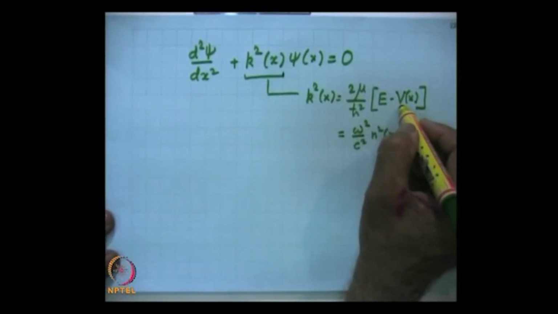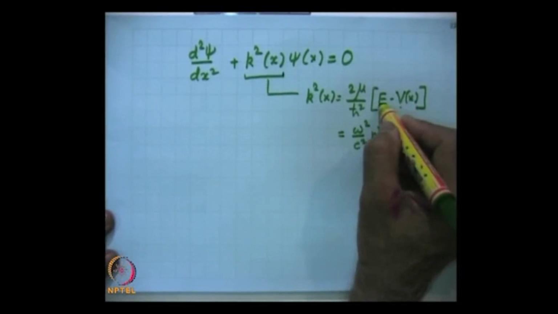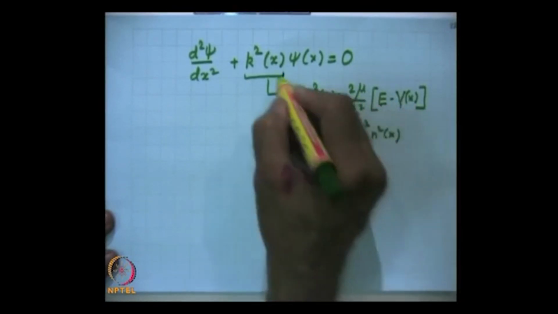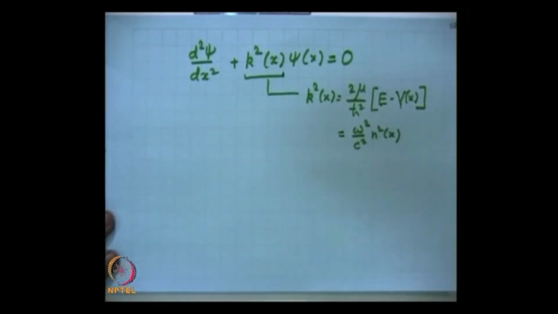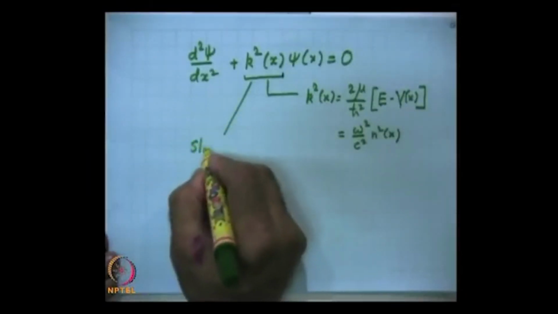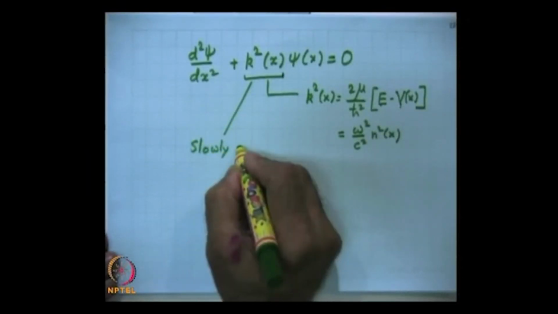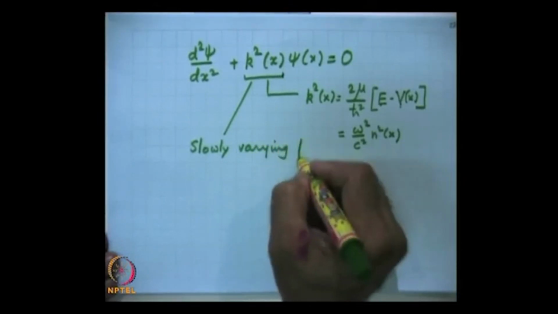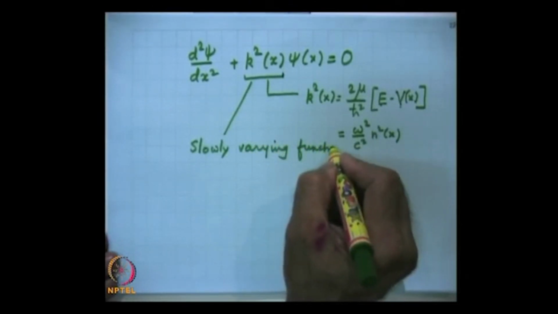Of course, here as you can see, if E is less than V of x, then k square will become negative. We will discuss the solution when k square becomes negative. But right now let us assume that k square is positive and it is a slowly varying function. What is meant by slowly varying? I will explain in a moment.